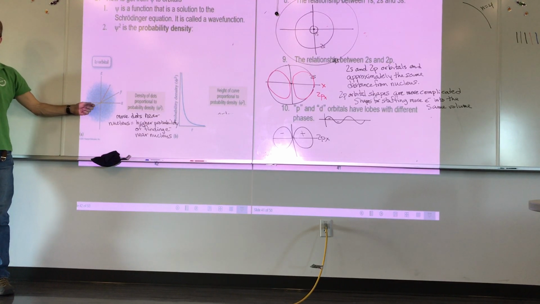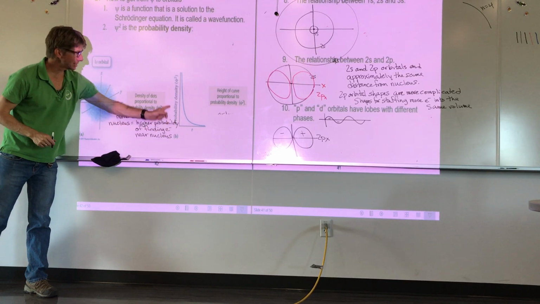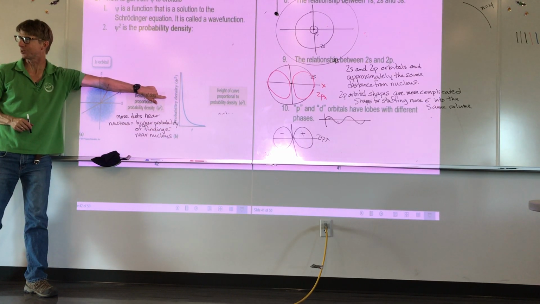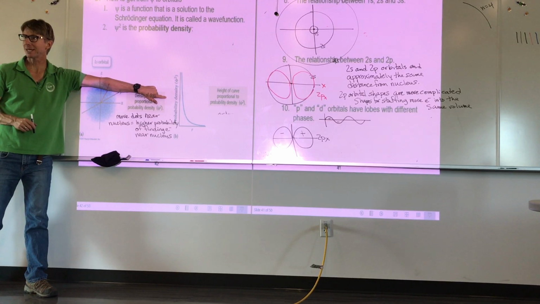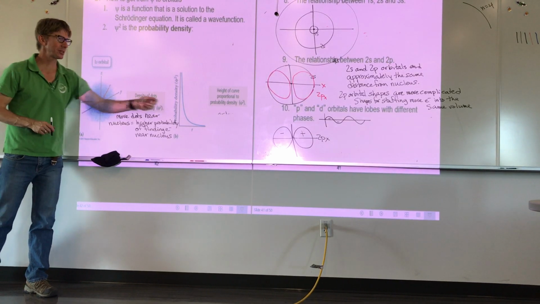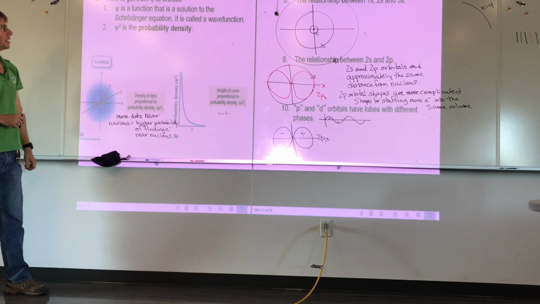And this is the picture of the dots, and this is the graph of the dots. And see how probability density increases as you get closer to the nucleus? That's saying there's a higher probability of finding the electron closer to the nucleus. Okay, so these are a pictorial and a graphical representation of the same thing.